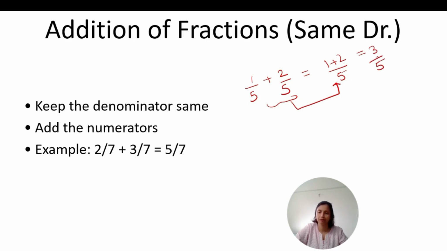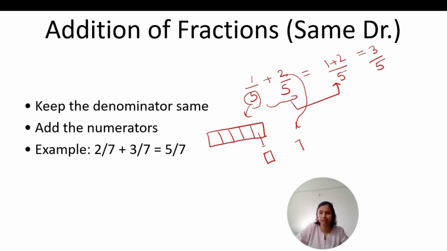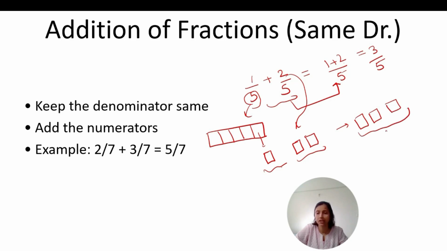3 by 5. To visualize it, suppose I have a chocolate which is divided into 5 equal parts. My denominator is 5. So 1 by 5 means I have one piece of the chocolate, and 2 by 5 means I have two pieces of the whole chocolate when it is divided into 5 parts. Now adding these two, I will get 3 pieces. All pieces are the same in size, so I can easily add them. So now I have 3 pieces out of the 5 pieces of the chocolate. So the final result is 3 by 5.